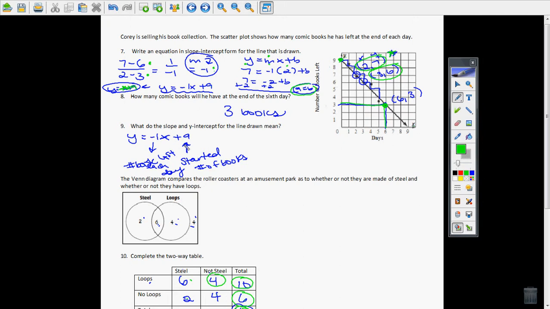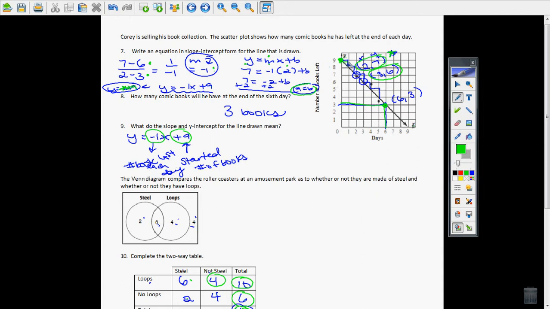Number 9, what do the slope and y-intercept for the line drawn mean? I'm going to start with the y-intercept first, and the y-intercept is positive 9. That's what you start off with. If this graph shows how many books he has after every given day, the 9 is how many books he started off with. So he starts off with 9 books, and then this -1 is how many books he's losing each day.